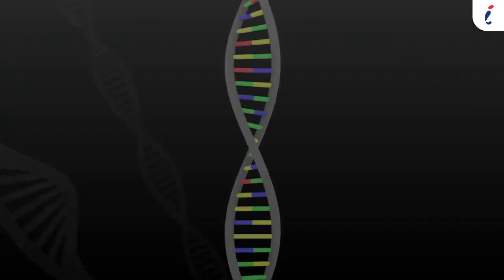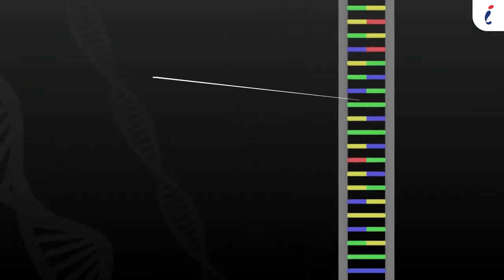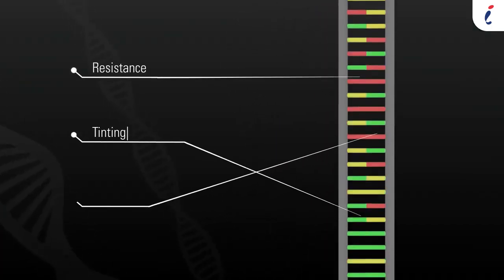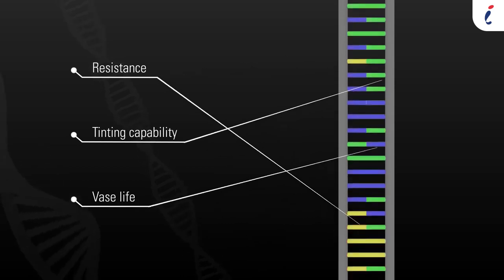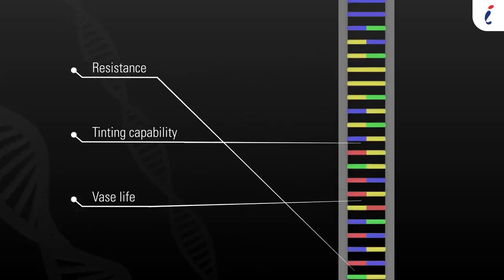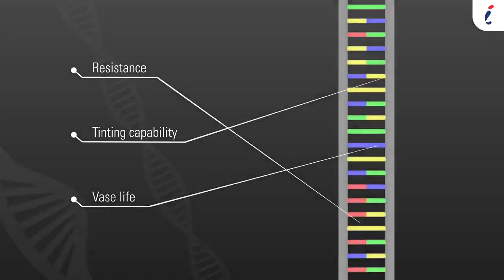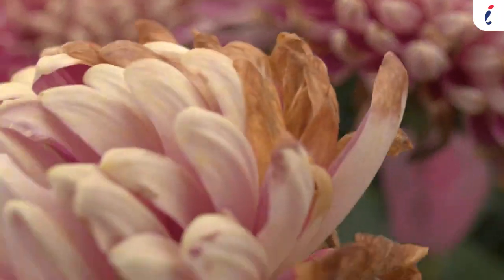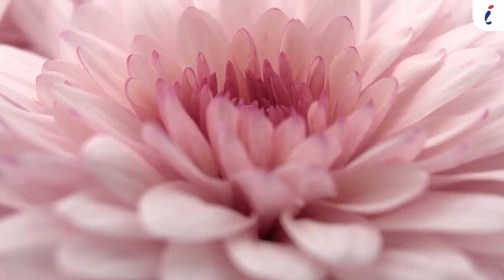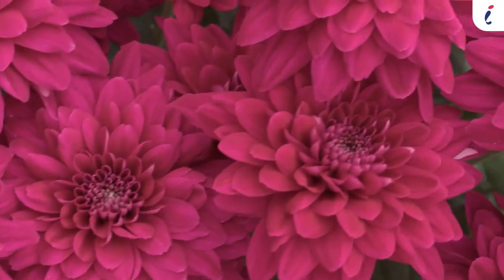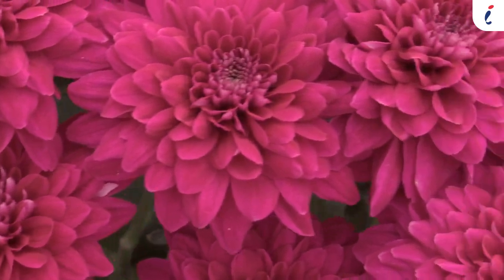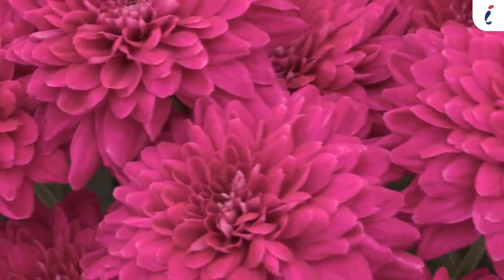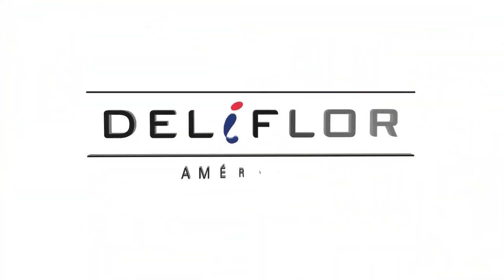We are searching for more markers that can provide breeders with information on resistance, tinting capability, vase life, etc. These tests allow us to approach new and more resistant generations of flowers in a faster and more scientific manner. Science, in the chaotic world of genetics, sets us apart from being mere crossers. These and other processes are carried out in Deliflor's laboratory.